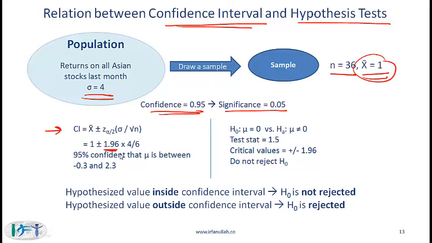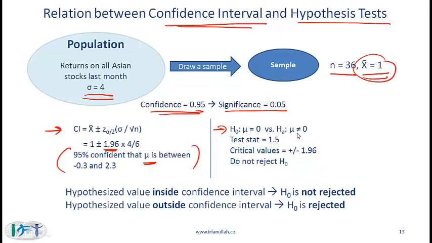When we do the maths, essentially we come up with the following: we can say with 95% confidence that the population mean is between minus 0.3 and plus 2.3. This is a quick recap of what we saw in the last reading. With hypothesis testing, the first thing we need to do is express the hypothesis, which is that the null hypothesis is mu equals 0 versus the alternate that mu is not equal to 0.